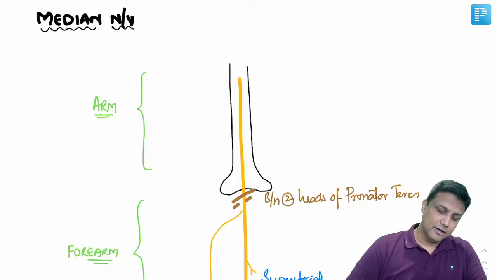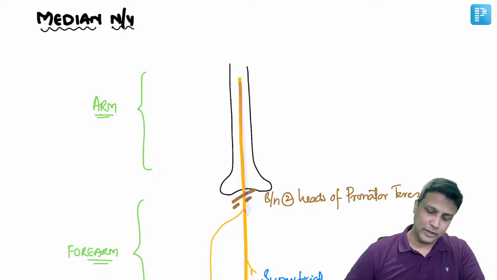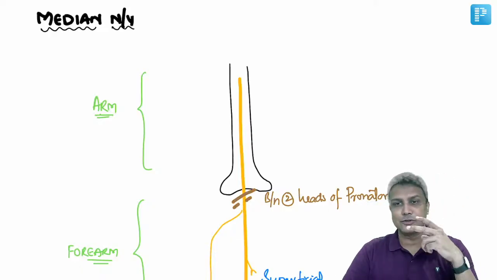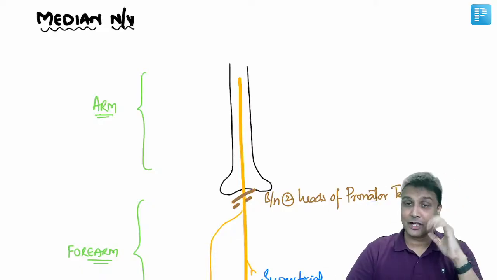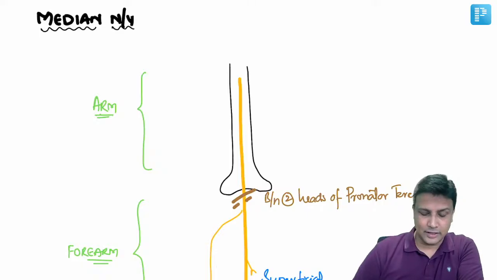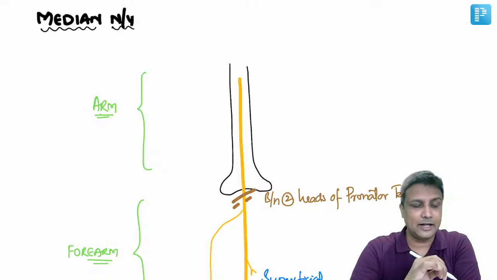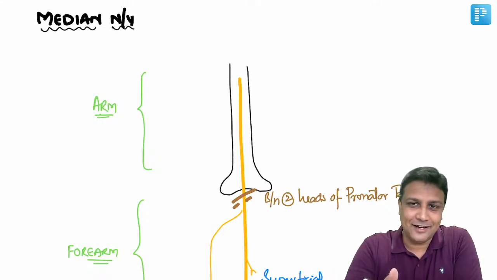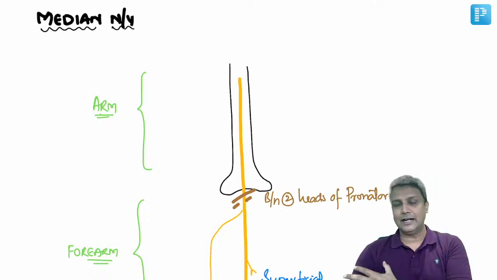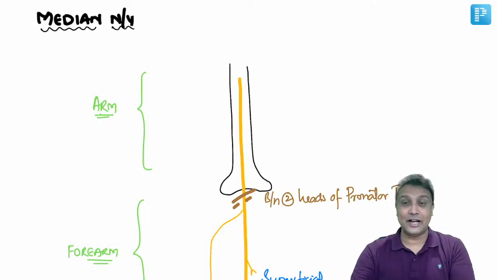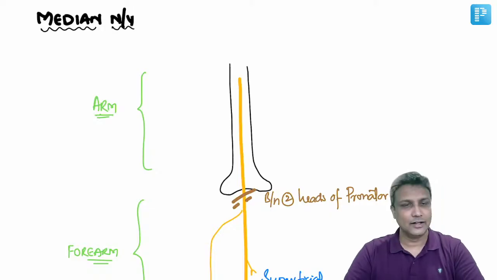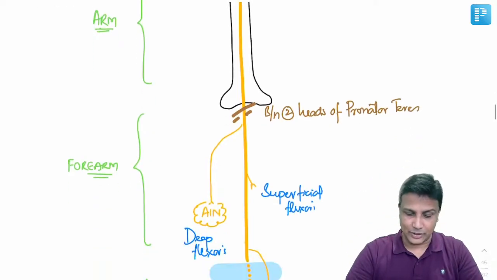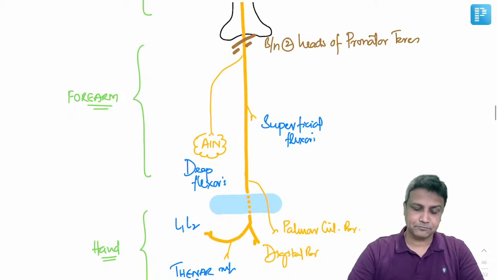Again the same thing. From the arm, it moves into the forearm by passing between the two heads of the pronator teres muscle. There will be two heads of the pronator teres, and the median nerve passes from there. Now, will it supply any muscle in the arm? Please remember that the median nerve will not supply any muscle in the arm. I told you the golden rule: the anterior compartment is supplied by the musculocutaneous nerve and the posterior compartment by the radial nerve. Yes, the median nerve is not going to supply any muscle in the arm.